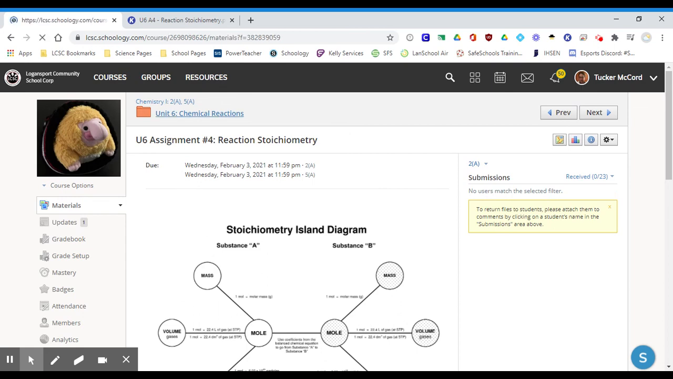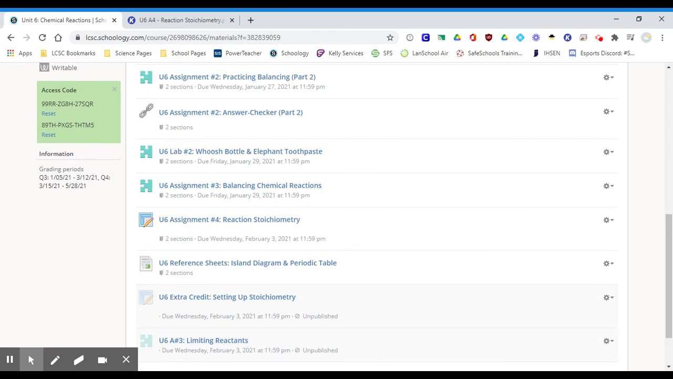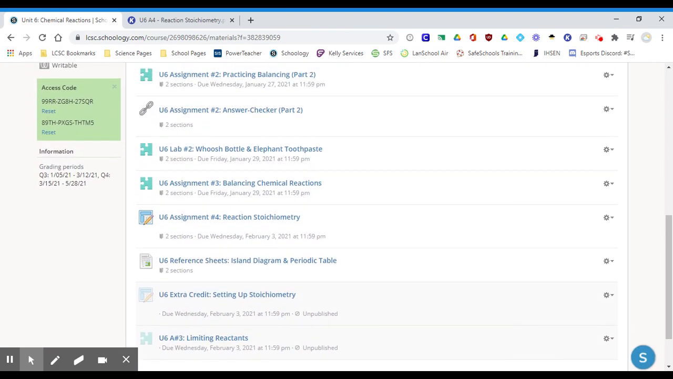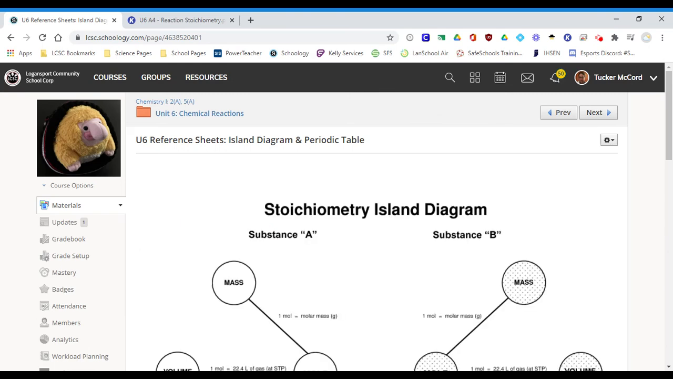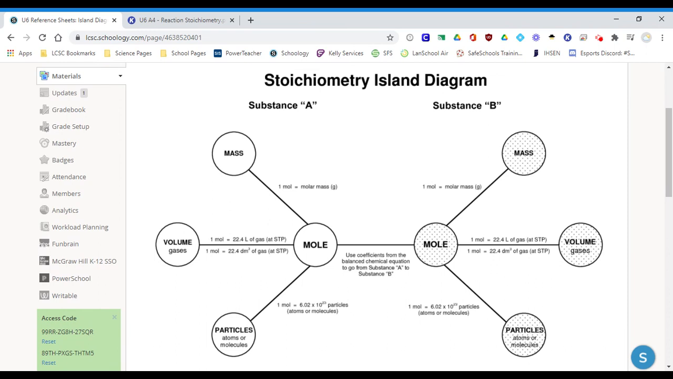We're going to go back to the Unit 6 folder. I'm going to scroll on down here, where it says Unit 6, Reference Sheets, Island Diagram, and Periodic Tables. I'm going to open this up. Okay, this stoichiometry island diagram, now a little bit bigger, is going to be a lifesaver in doing problems with stoichiometry, that relationship between moles of one chemical to moles of another. Okay? All we have to do is follow a path to get from point A to point B to figure out our answer.